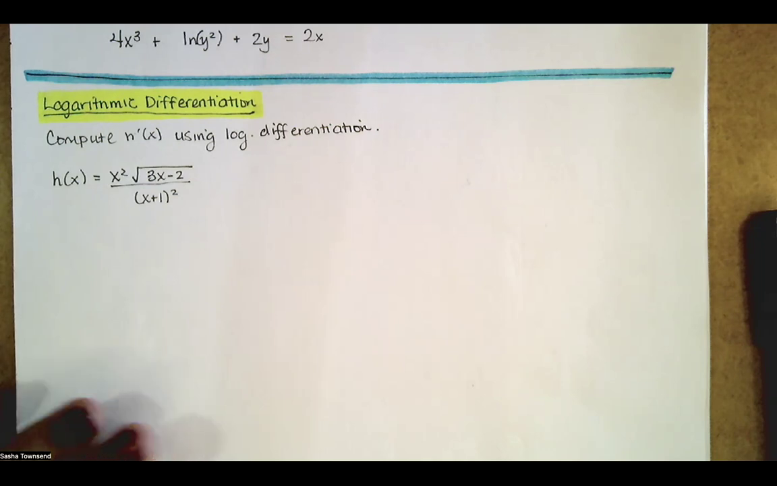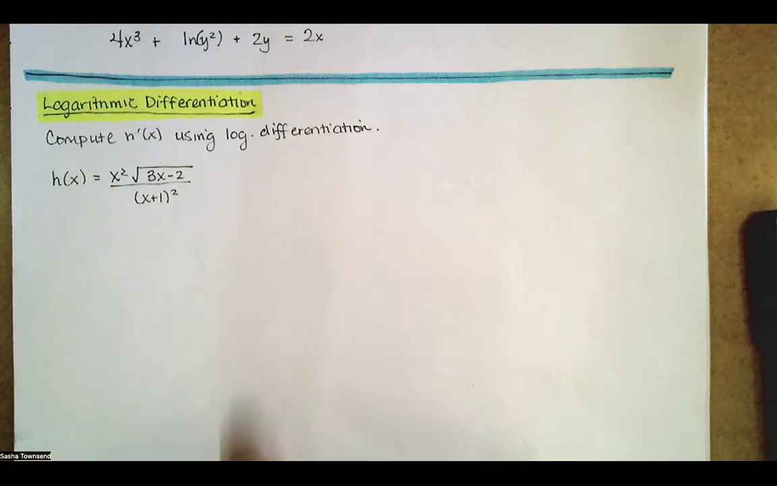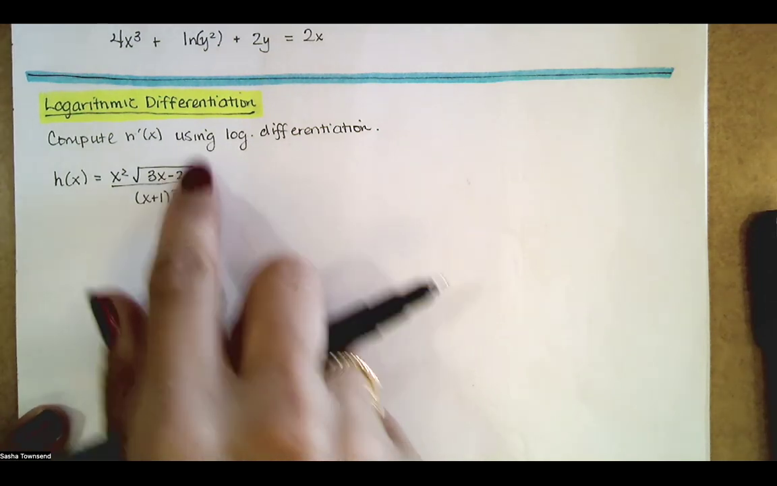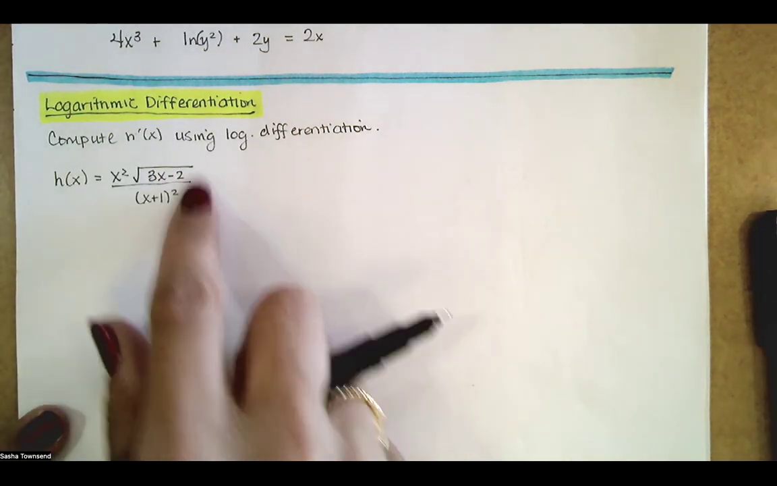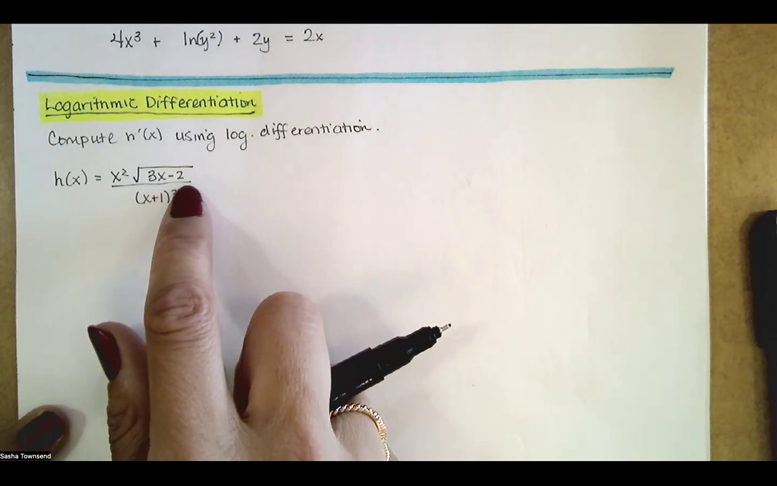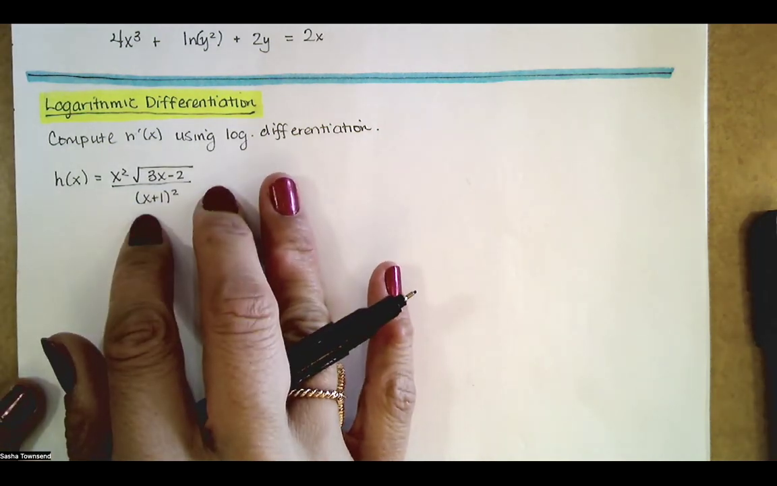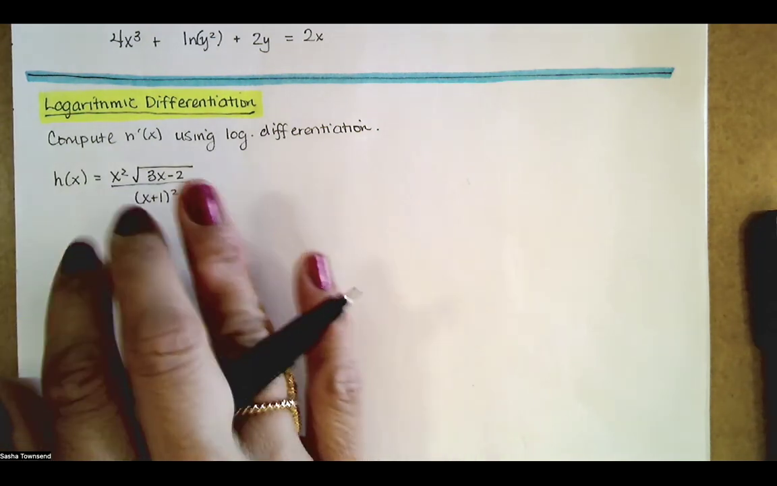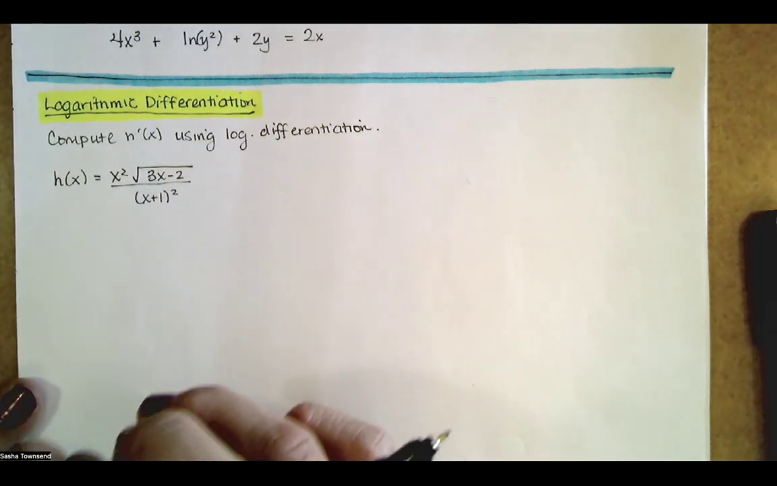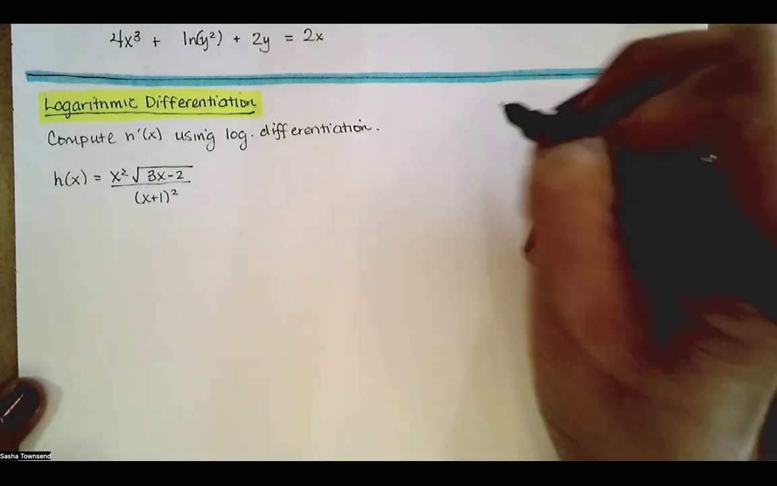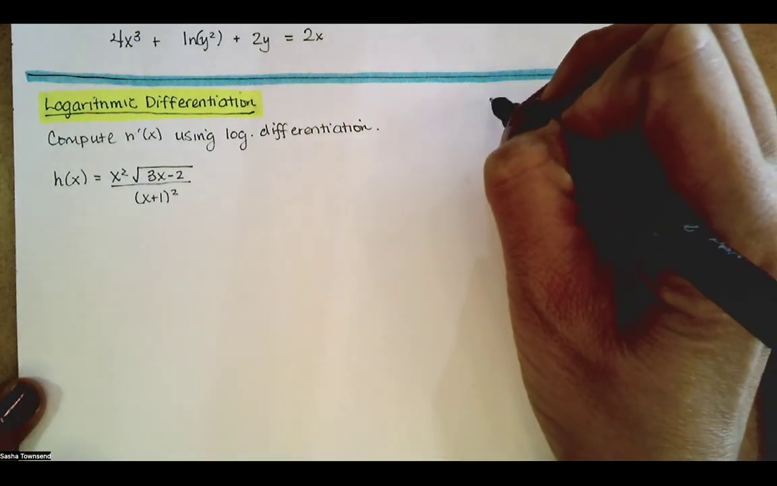And so the whole idea behind logarithmic differentiation is that if we take the log of both sides and then use log properties to rewrite this expression on the right-hand side, we can make this function much simpler to differentiate. And then we can differentiate implicitly to get h prime by itself. And so that's the plan. And then here are the three log properties we use.